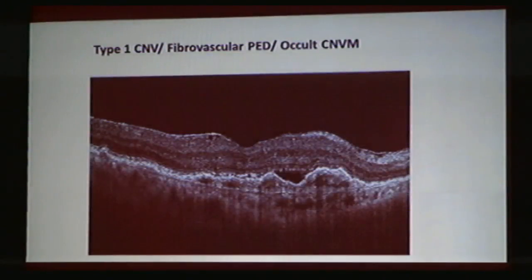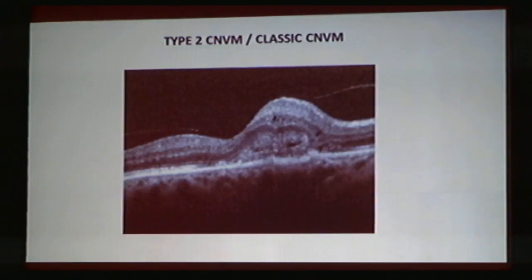So that was in brief about the non-neovascular variety of AMD. Now moving to neovascular AMD, what we all know till now is type 1 or fibrovascular PED or occult CNV. Why is it called occult? Because it's beneath the retinal pigment epithelium, as noted here. The whole complex is below that. If it goes above the retinal pigment epithelium, it becomes type 2 or classic CNV.